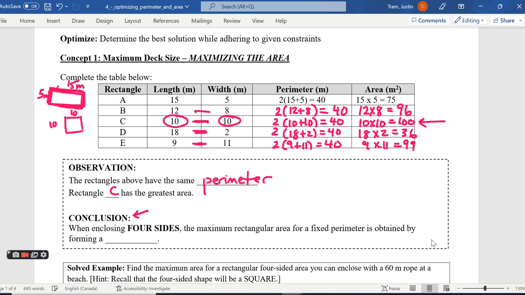So, what's our conclusion? When enclosing four sides, the maximum rectangular area for a fixed perimeter is obtained by forming a square. Okay? So if your boss tells you you have 40 meters of fencing to work with, and wants you to come up with the largest possible area, what you would do is form a square, four sides, 10 meters a side, and that would be the largest possible area. And there's no other combination that will give you an area that's more than 100 meters squared.